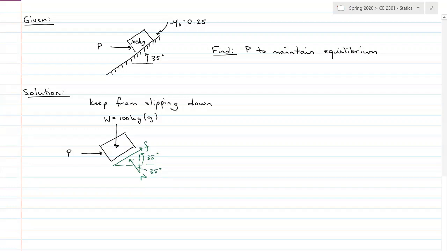All right, I'm going to do it by setting X horizontal and Y vertical. Either way, we have simultaneous equations. So summing for my force in the Y direction, I am going to have minus 100 kilograms times gravity, 9.81, plus the normal force, cosine of 35 degrees, and then plus my friction force, sine of 35 degrees.